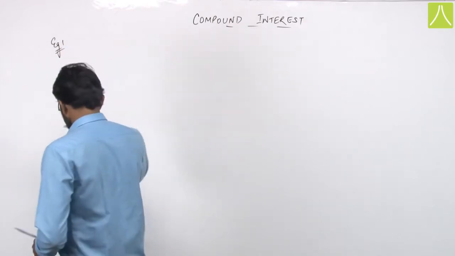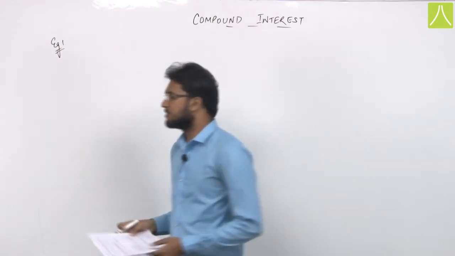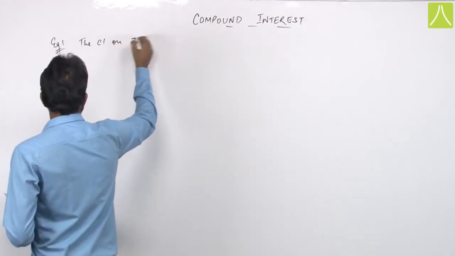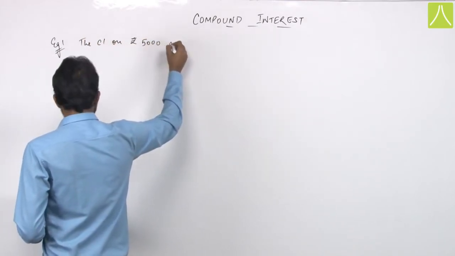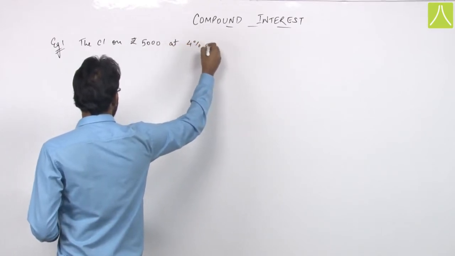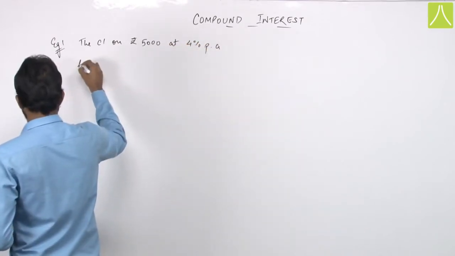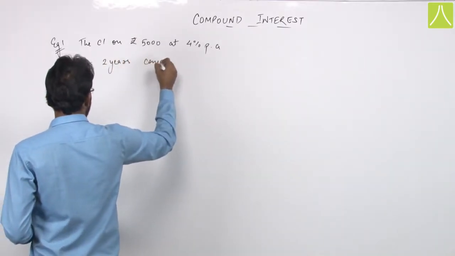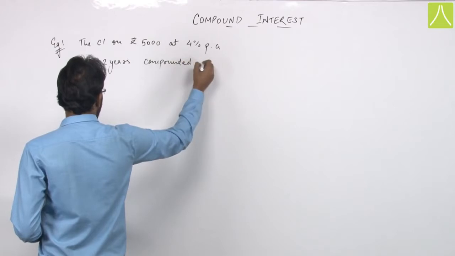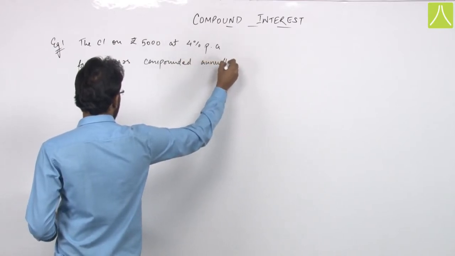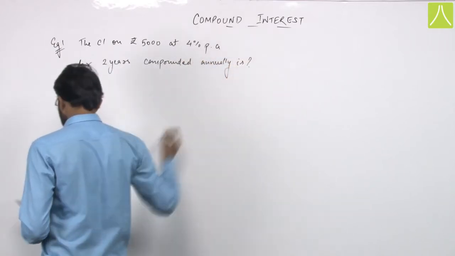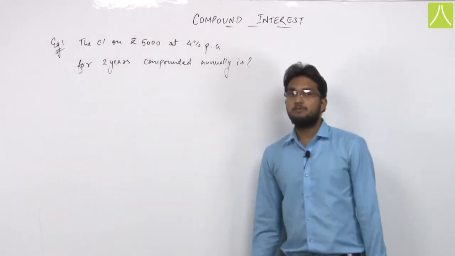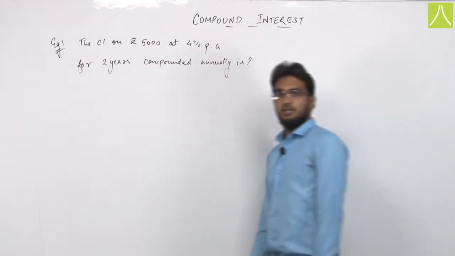Starting with example 1, let's say we have to find the compound interest on rupees 5,000 at 4% per annum for 2 years compounded annually. Now we have to find the compound interest on the principal amount given as rupees 5,000 at 4% per annum and the time given over here is 2 years.